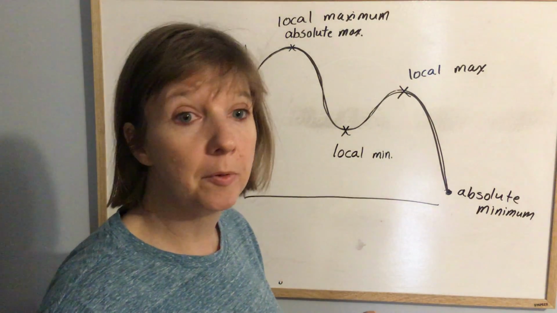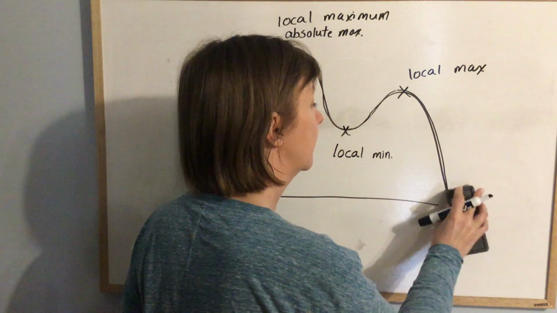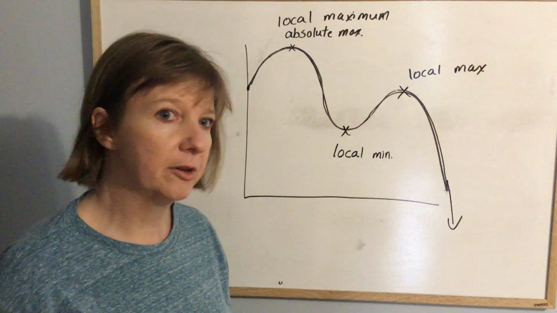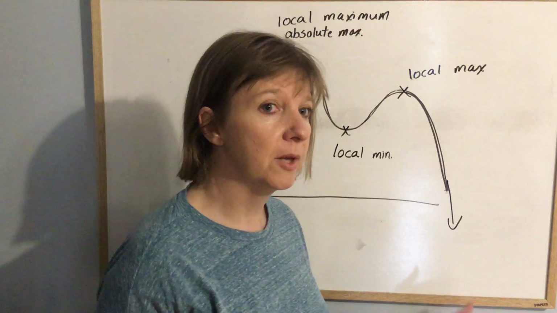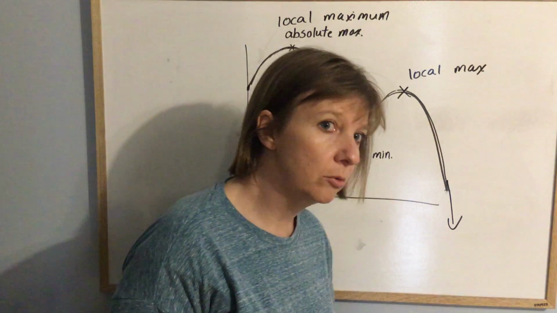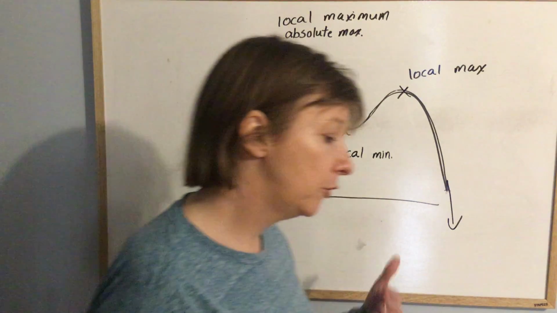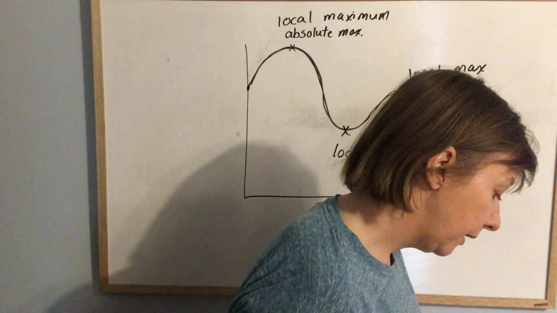So for example, if rather than it stopping, it had an arrow and it kept on going down forever and ever, then there is no absolute minimum because there is no absolute lowest the graph goes. It goes down forever. So there doesn't have to be an absolute maximum or an absolute minimum.